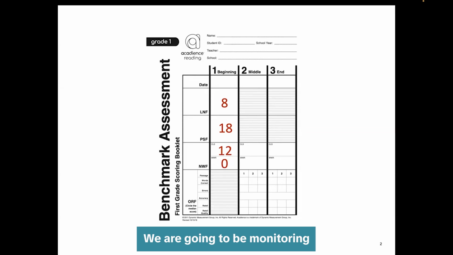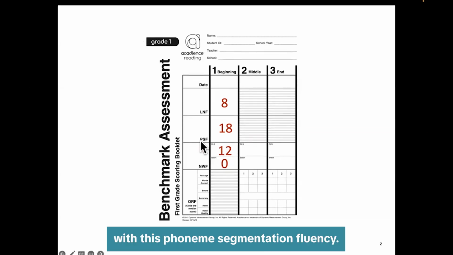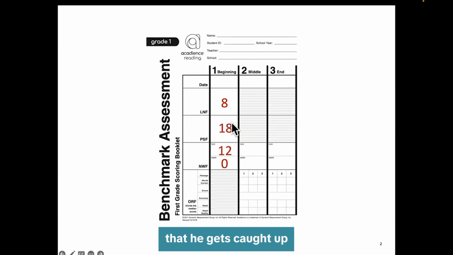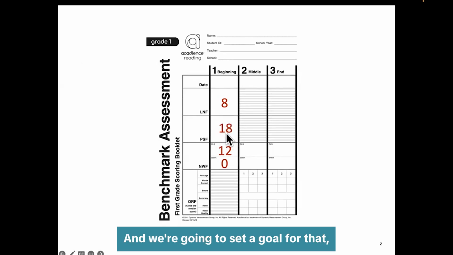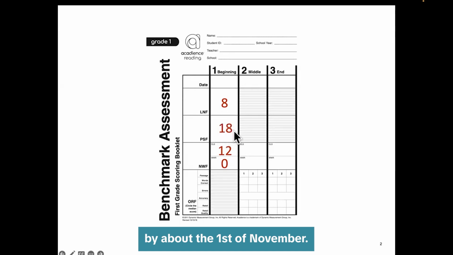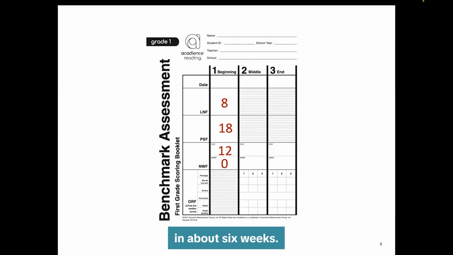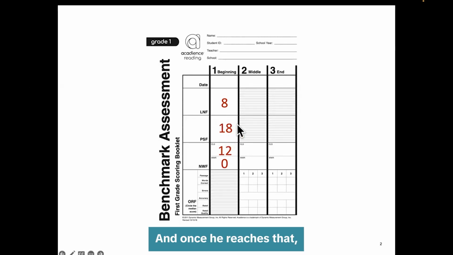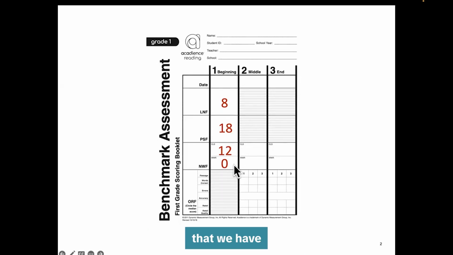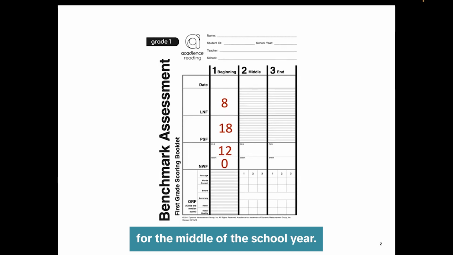We are going to be monitoring his progress with this phoneme segmentation fluency. We'll be tracking to make sure that he gets caught up to that minimum of 40. And we're going to set a goal for that by about the 1st of November. And you can expect to hear from me in about 6 weeks. I'm going to let you know how he's tracking towards that goal of 40. And once he reaches that, then we're going to be monitoring his progress on nonsense word fluency towards the goals that we have for the middle of the school year.